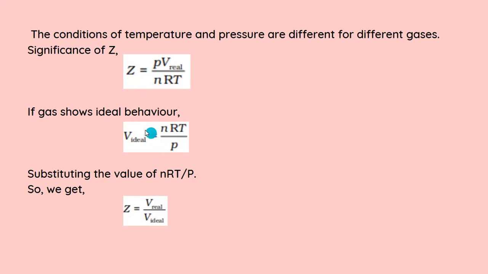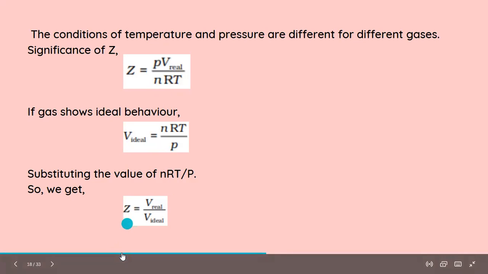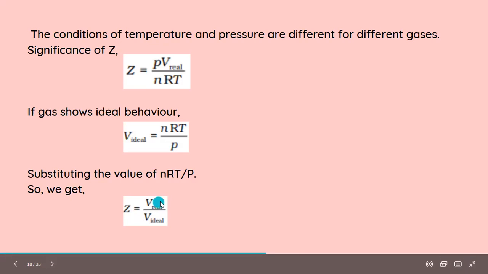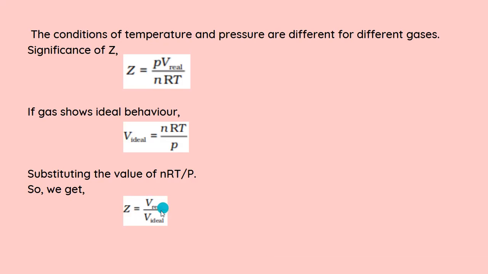So V ideal becomes equal to nRT by P, and we are basically just substituting the nRT and P in this equation, and we get Z equals V real by V ideal. So the value of the compressibility factor is basically the ratio of the actual molar volume of the gas to the molar volume of it if it were an ideal gas at that particular temperature and pressure. So we're comparing the actual volume, that is V real, versus the ideal volume if it was an ideal gas.